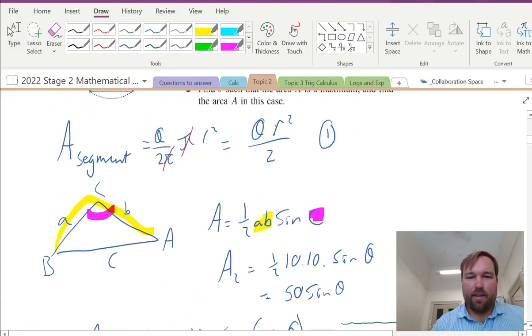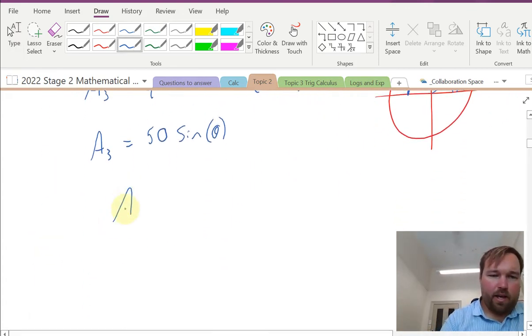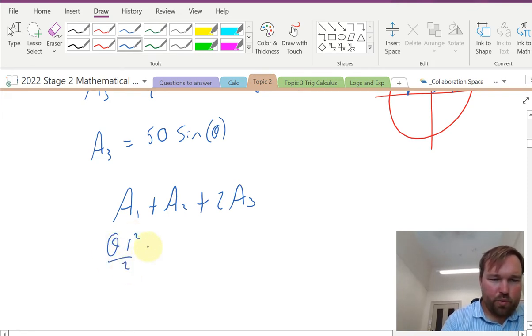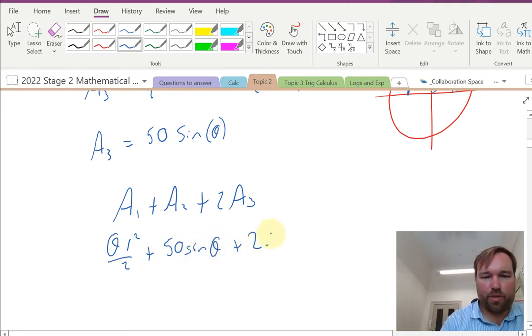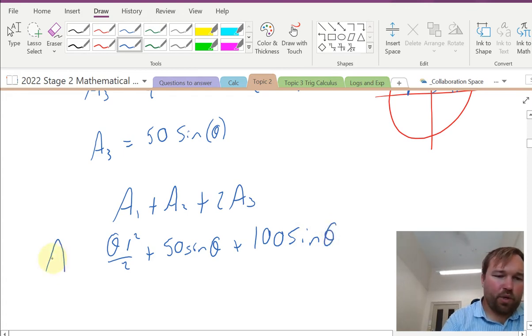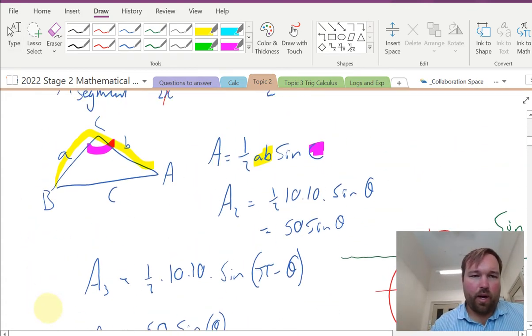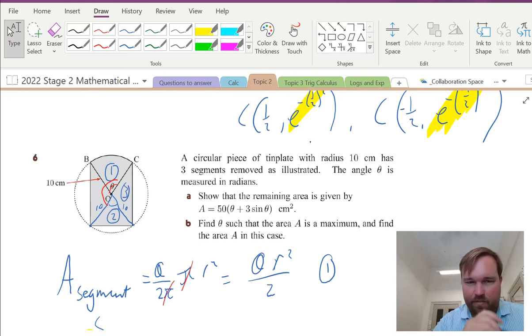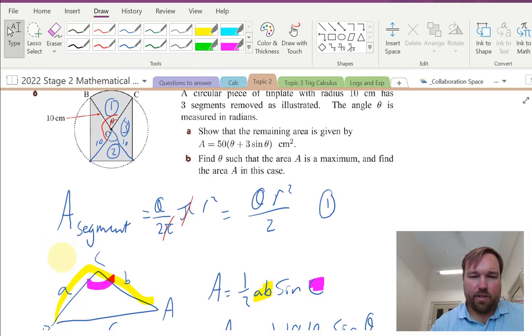Alright, so bringing it together, I have area 1 plus area 2 plus 2 lots of area 3. I have theta r squared on 2 plus 50 sine theta plus 2 lots of 50, so I hope you'll forgive me and let me say 100 sine theta. And that is our total area. Now, it's not quite what we're after so far. Let's bring that a little closer together.